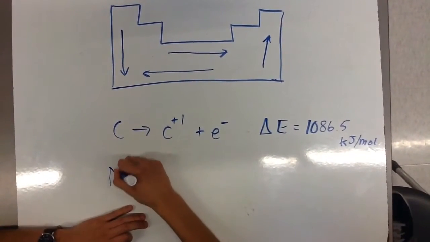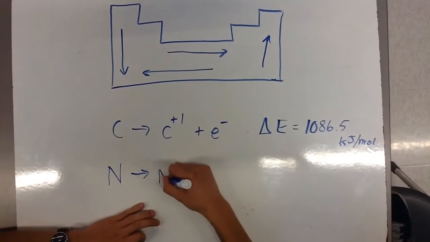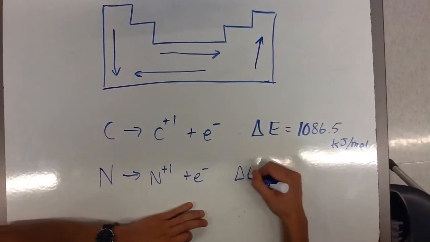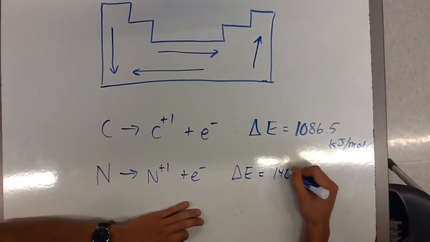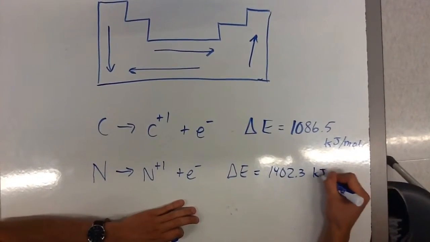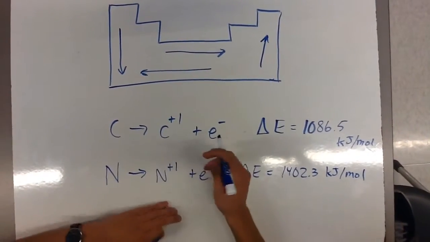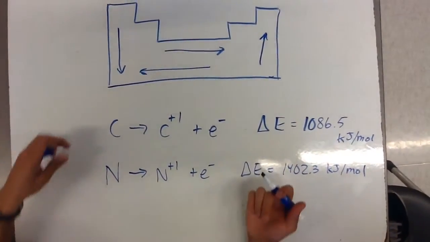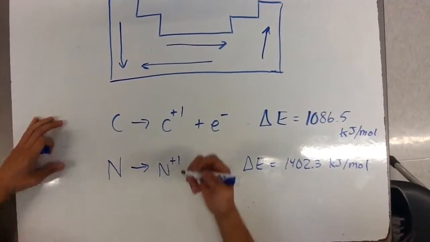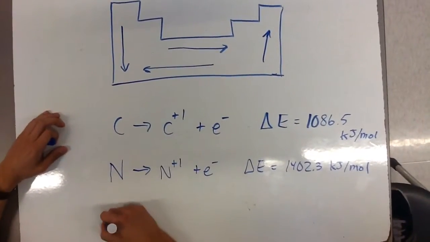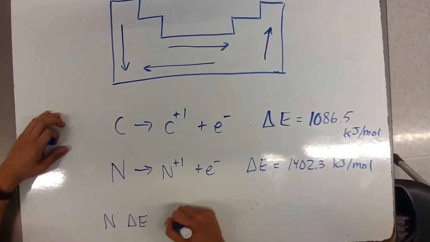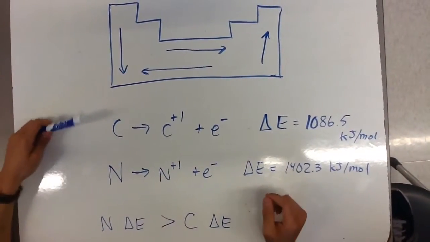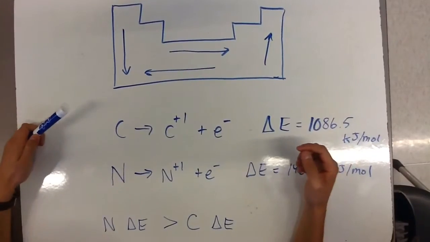And for nitrogen, in order for nitrogen to lose an electron in its gaseous state, that's going to take 1,402.3 kilojoules per mole. And those are just examples of elements and how it works. And so from this we can basically say nitrogen has a greater ionization energy than carbon because it has more protons, and so they create a stronger hold on those electrons.